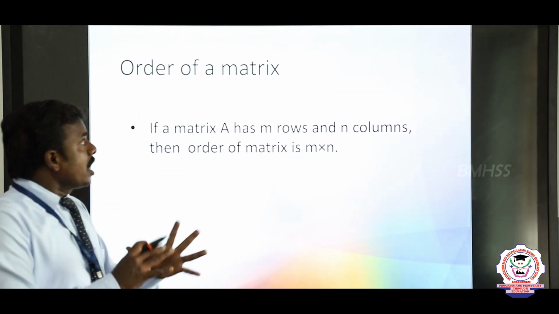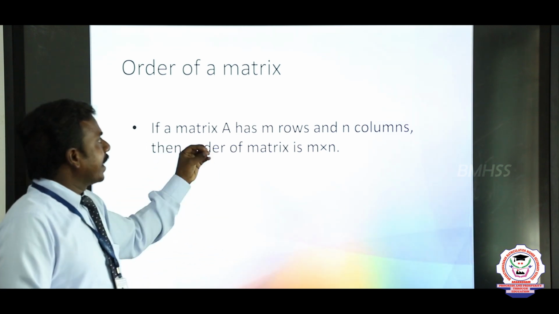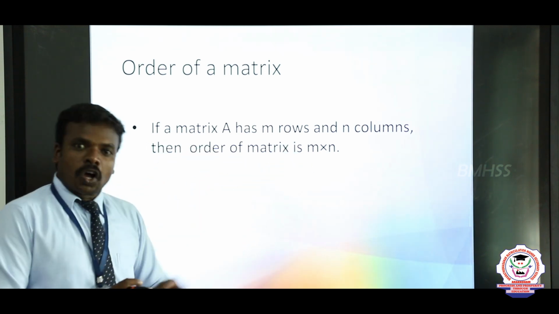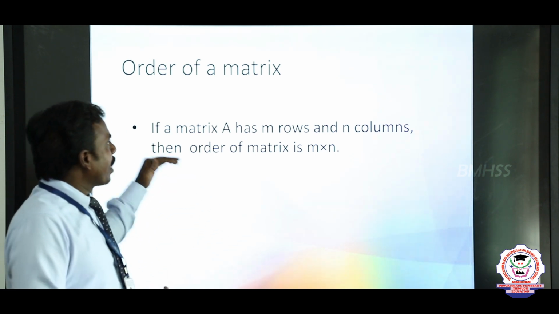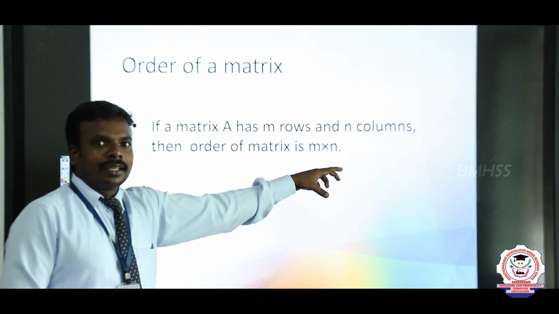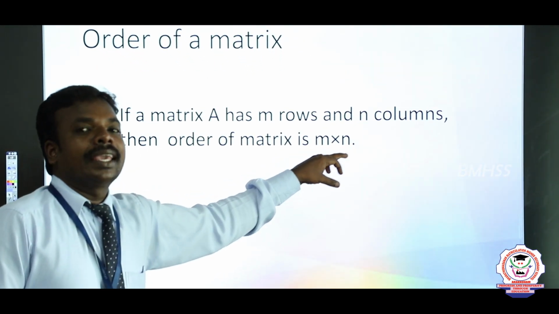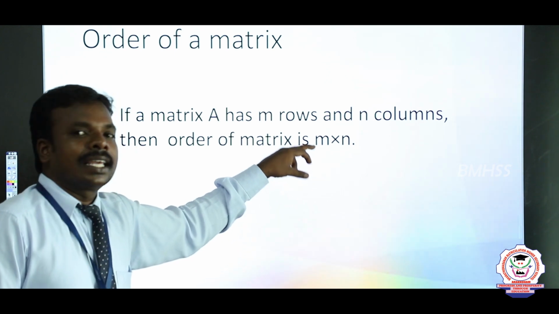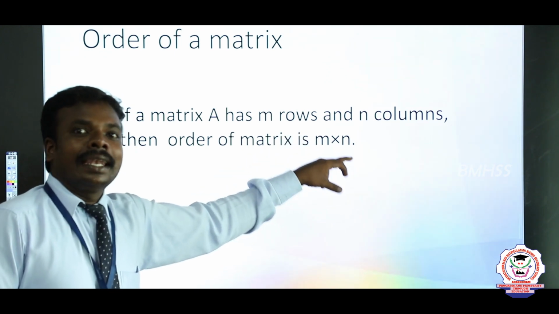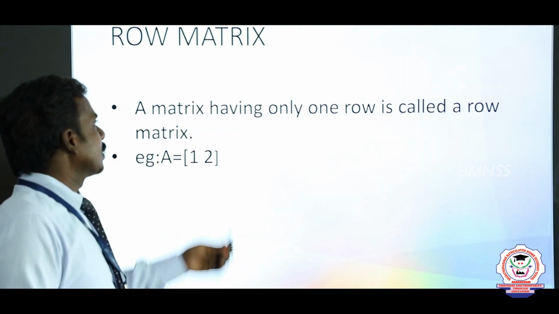So what is the order of the matrix? If a matrix A has m rows and n columns, the number of rows and number of columns is denoted by m by n. How can you read this? This is m by n. So m represents the rows, n represents the columns. This is the order of the matrix.